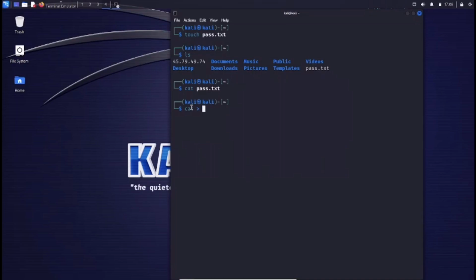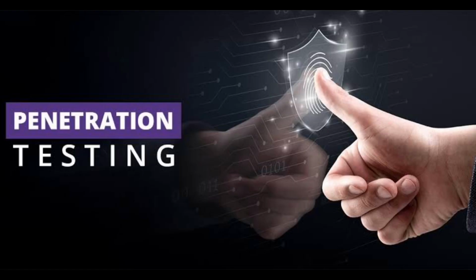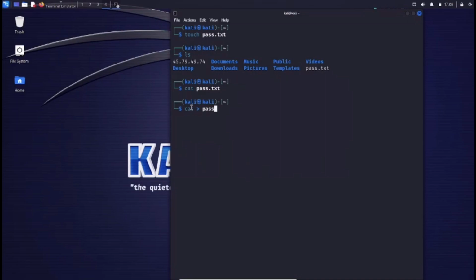Some common uses of Kali Linux include: 1. Penetration testing. Kali Linux is widely used by security professionals to simulate real-world cyber attacks and identify vulnerabilities in computer systems, networks, and web applications.